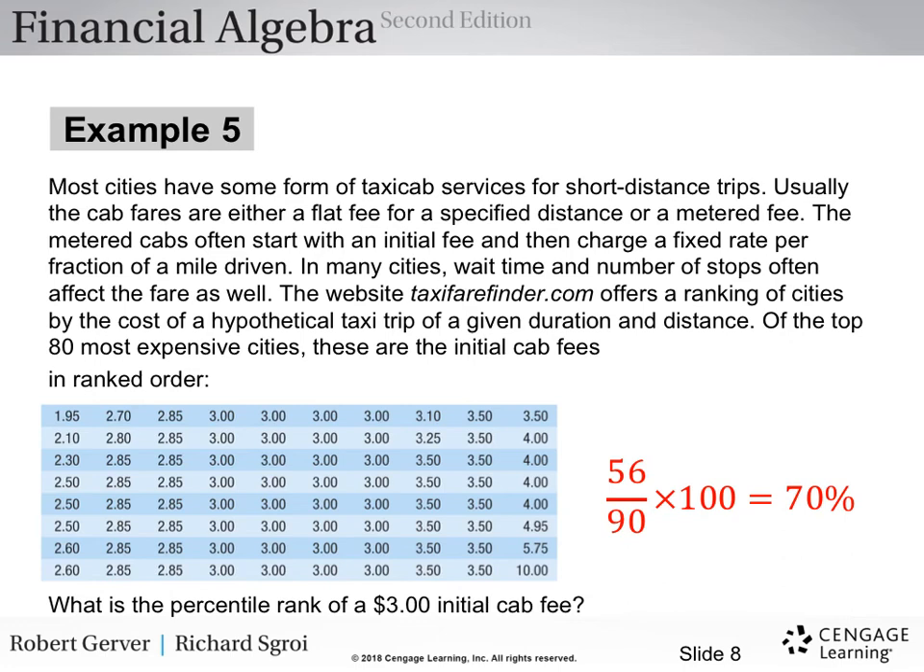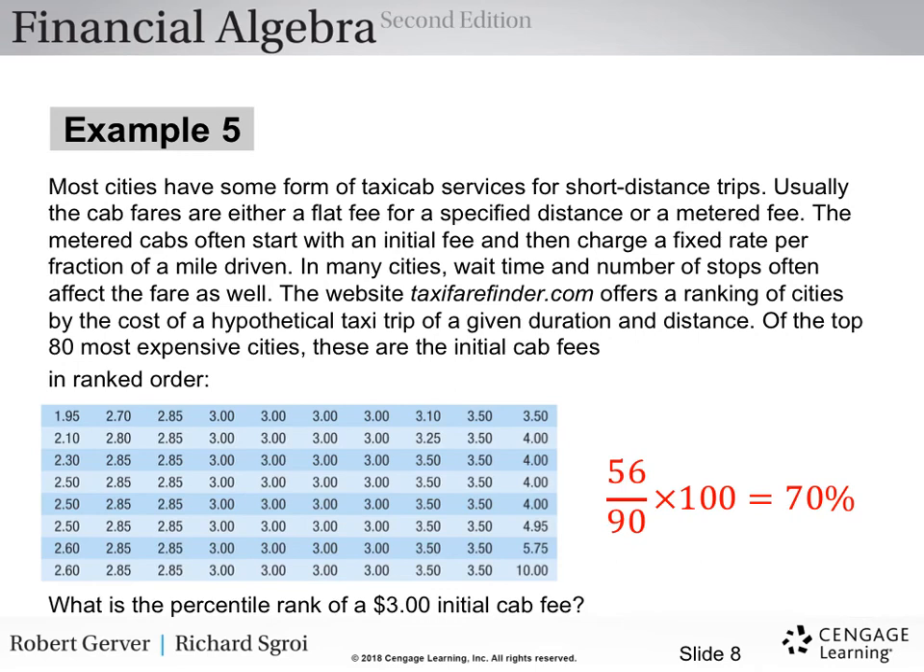All right, we have one last example here. Okay, example 5. Most cities have some form of taxi cab service for short distance trips. Usually the cab fares are either a flat fee for a specified distance or a metered fee. The metered cabs often start with an initial fee and then charge a fixed rate per fraction of a mile driven. In many cities, wait time and number of stops often affect the fare as well.